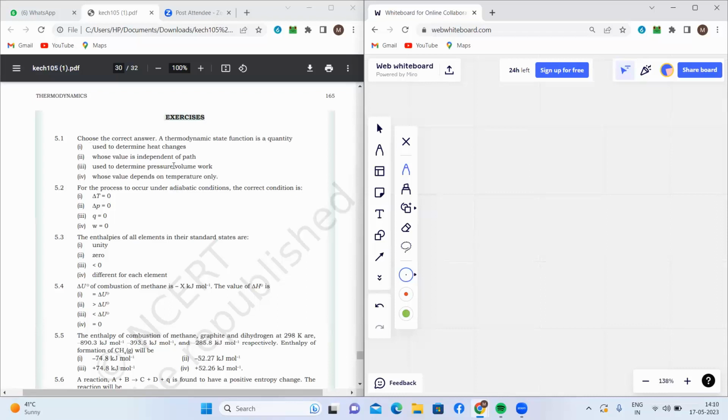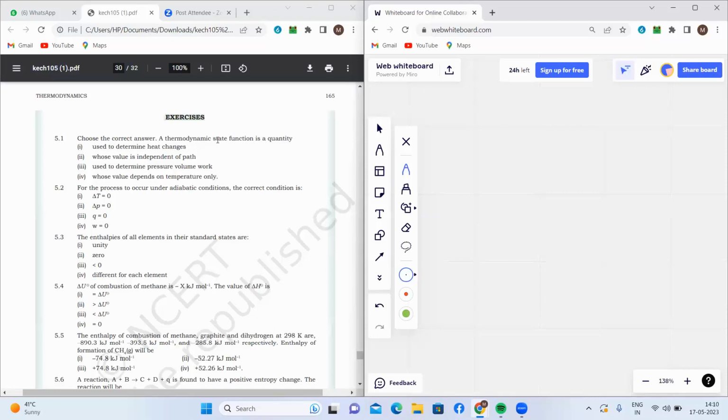Okay, so we are having our first question. Choose the correct answer. A thermodynamic state function is a quantity used to determine heat changes, whose value is independent of path, used to determine pressure or volume work, whose value depends on temperature only. So here in this question, we have to choose the correct answer.